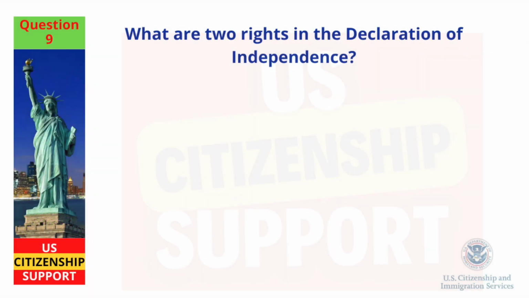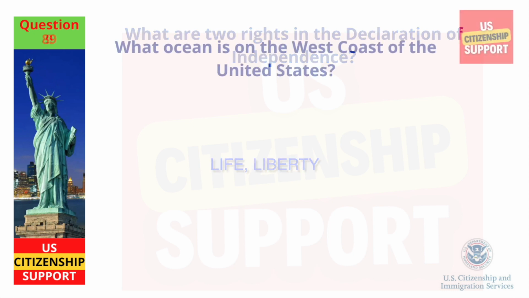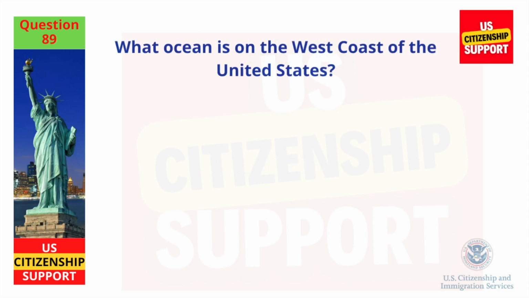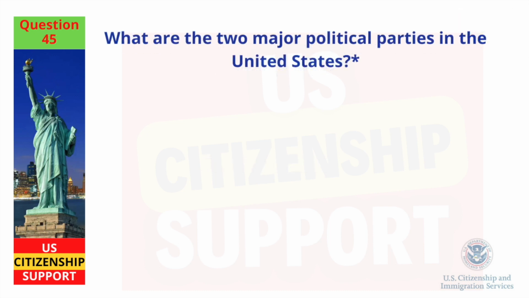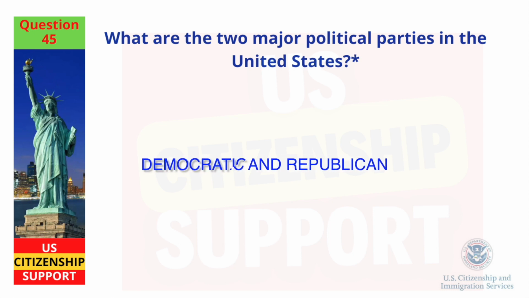What are two rights in the Declaration of Independence? Life, liberty. What ocean is on the west coast of the United States? Pacific Ocean. What are the two major political parties in the United States? Democratic and Republican.